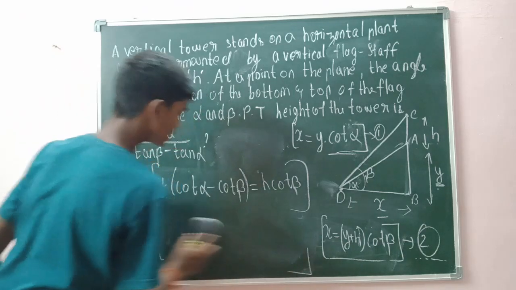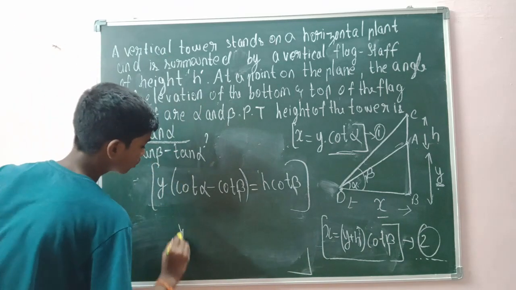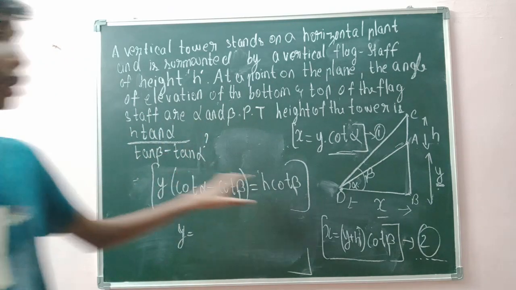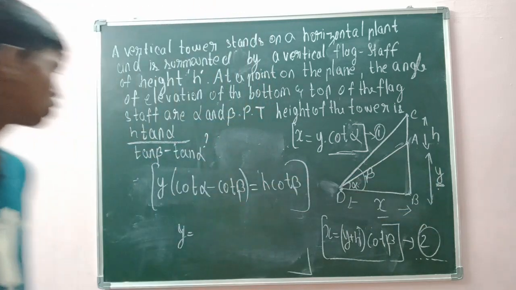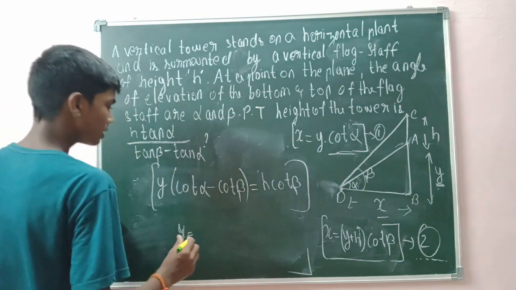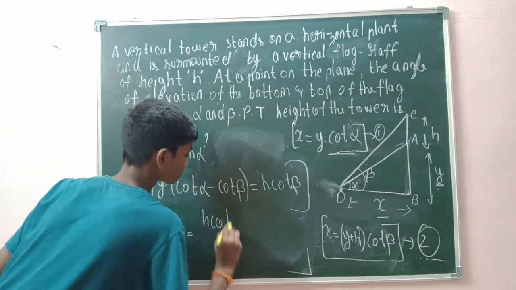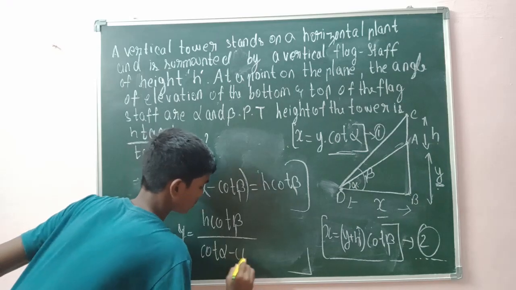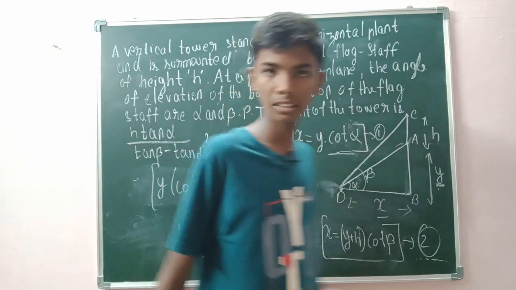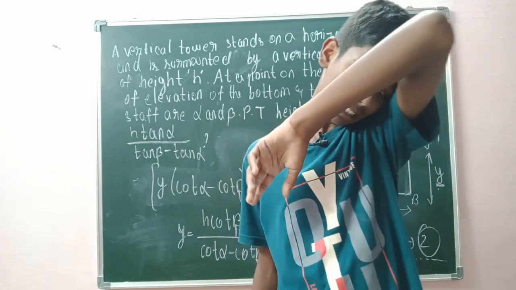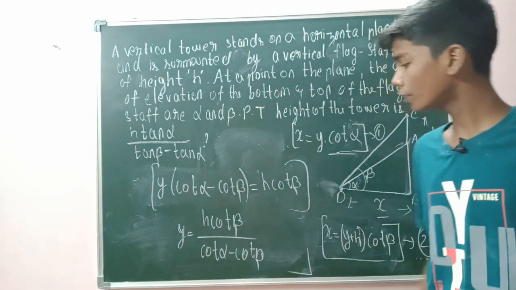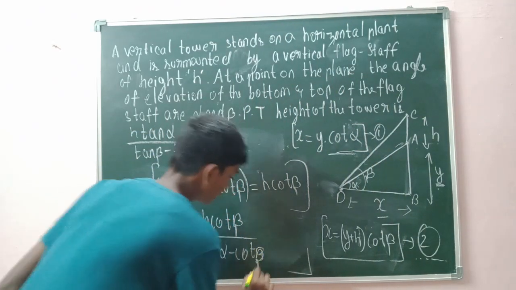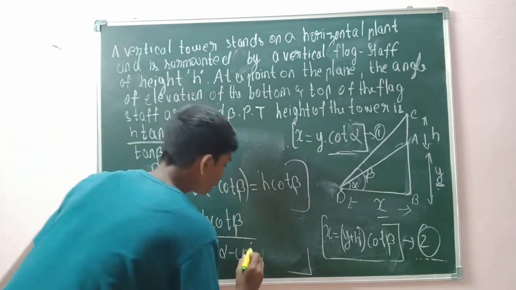After this step, what are they asking in the question? They are asking for the height of the tower. We know that the height of the tower is AB, that is y. So we need the value of y, which will be h cot beta by (cot alpha minus cot beta). So we have got y is equal to h cot beta by (cot alpha minus cot beta). Correct?